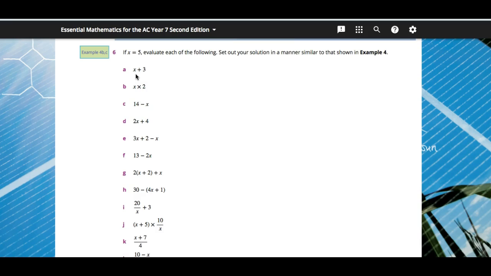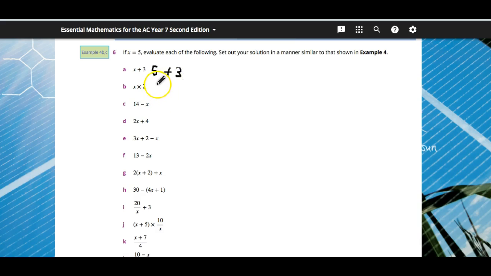So in question 6, what we're doing is letting X equal 5. So what we need to do for each question, and I'd like you to do each question. I know sometimes I say to skip them, but it's just good to get a lot of practice. So for this one here, X is always 5. So even if you go through each question, wherever you see X, just put the number 5.